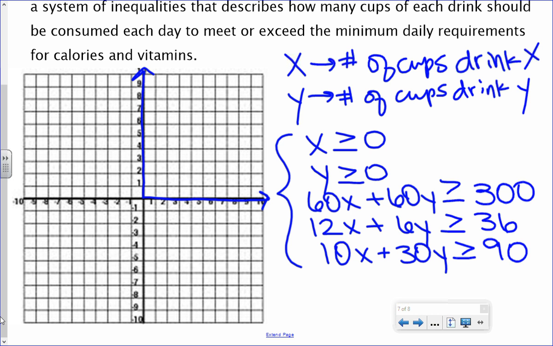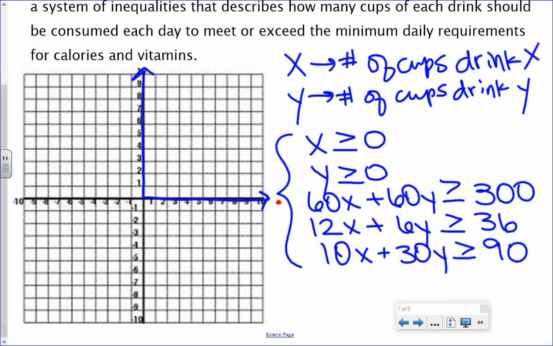So let me remind you what that is. If we plug a 0 in for y, we get the x-intercept. If we plug a 0 in for x, we get the y-intercept. And so if you have those two coordinates, we can draw a line through them. Let me show you how easy that is to do. I'm going to do this one in red. Okay? 60x plus 60y equals 300.